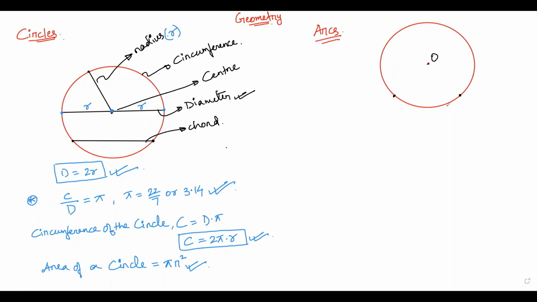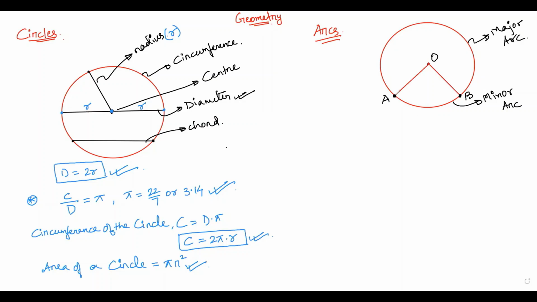Since this is the smaller arc, it is called the minor arc of the circle. And since this is the bigger arc, it is called the major arc of the circle. So any 2 points on the circumference of the circle divide the circle into 2 parts, and these parts are called the arc of the circle. The smaller part is called the minor arc, and the bigger part is called the major arc of the circle.